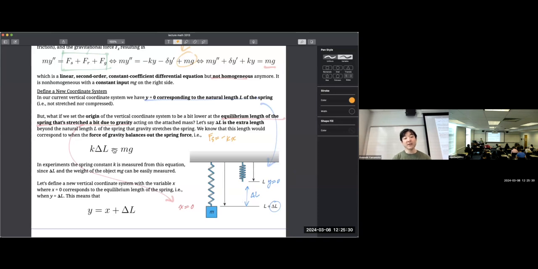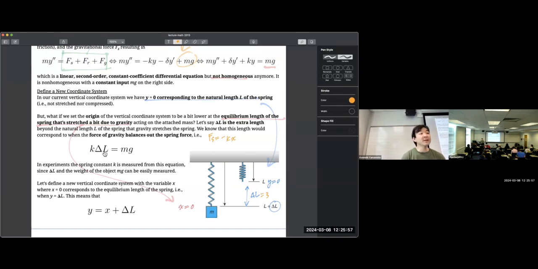So if delta L is 0, that means you haven't stretched the spring at all, so the spring is happy. It's just not going to do anything. But the further you pull this down, you're making delta L bigger and bigger. Let's say delta L is equal to 3. There's going to be a spring force acting on it, and in this case it's going to be trying to pull it back up, right?